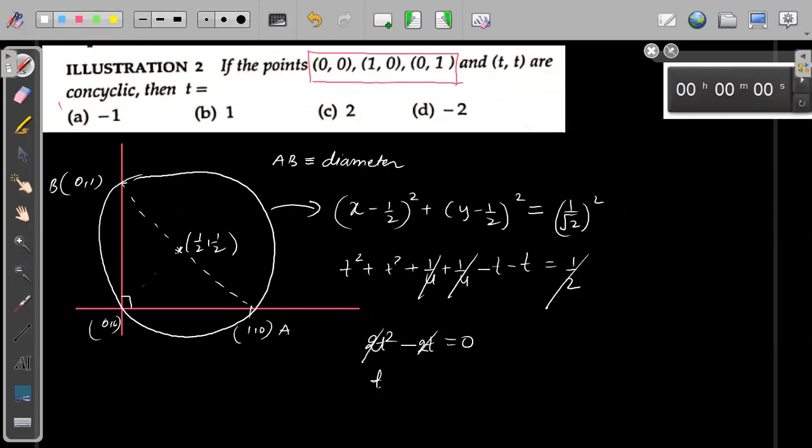I can take 2 common. That means t square minus t is equal to 0. That means you'll get 2 points: t is equal to 0 or t is equal to 1. With 0 comma 0 we already have this point. So the new point which we will get is 1 comma 1. So the value of t can be either 0 or 1. Everybody understood? Just check this one.